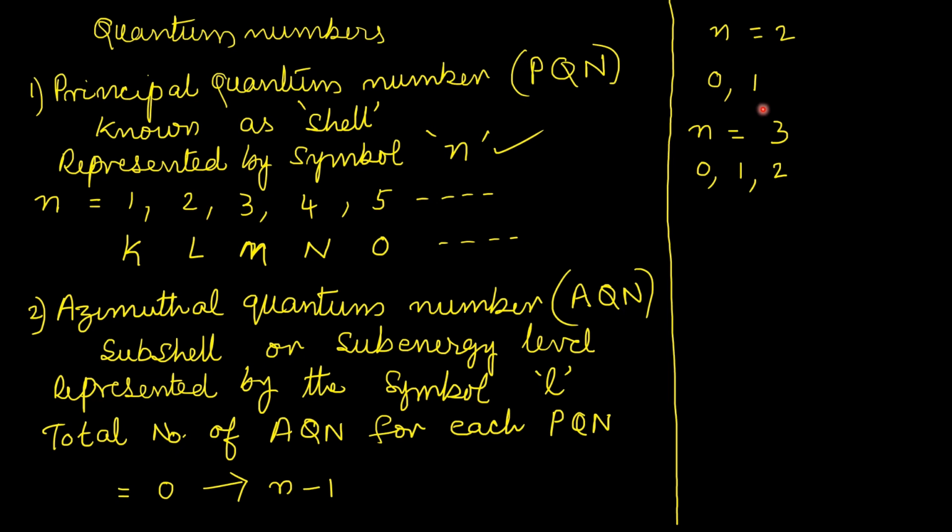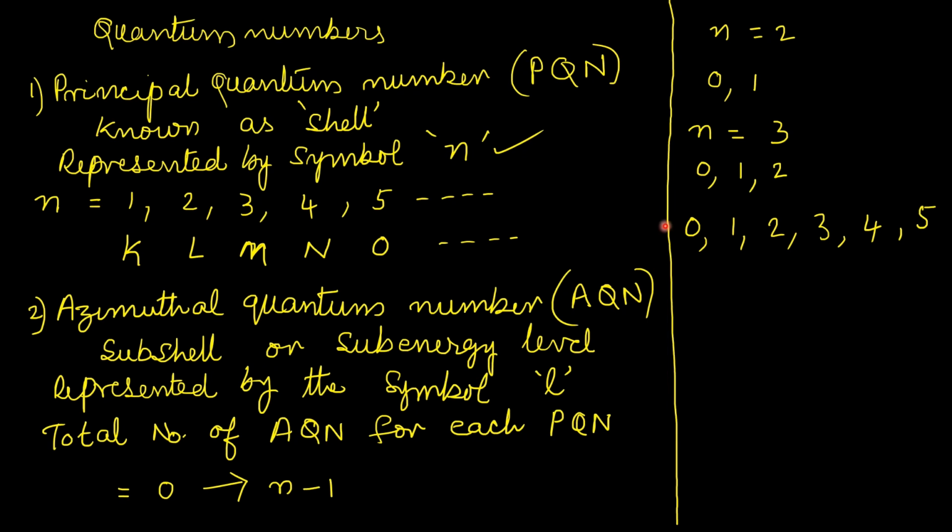Remember, the numbering of the azimuthal quantum number starts from 0. Similarly, for principal quantum number 3, there are 3 azimuthal quantum numbers and so on. So, as the principal quantum number increases, the number of azimuthal quantum numbers also will increase. So, they will be numbered as 0, 1, 2, 3, 4, 5, and so on.